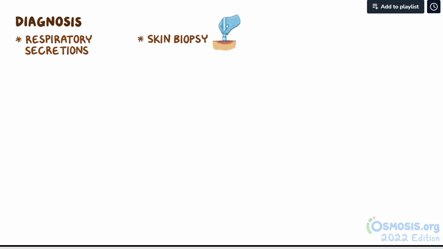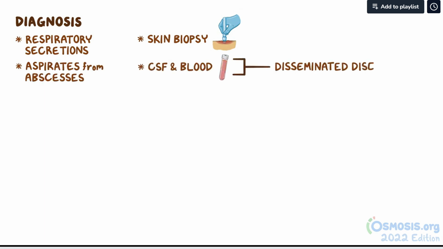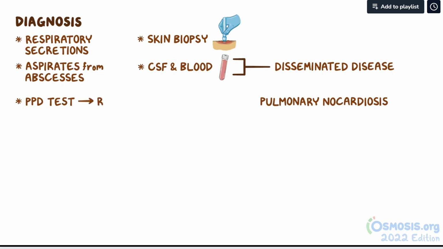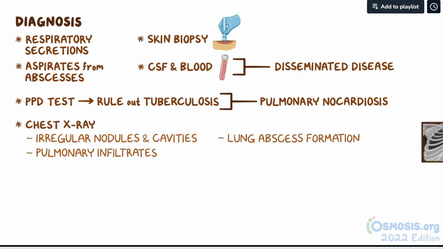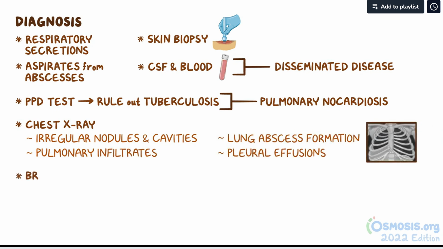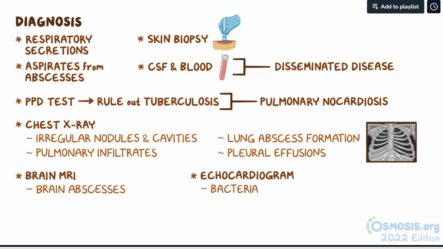Diagnosis is done by identifying Nocardia in a smear or a culture from respiratory secretions, skin biopsy samples, aspirates from abscesses, or CSF and blood in case of disseminated disease. When pulmonary nocardiosis is suspected, a PPD test should be done to rule out tuberculosis, since the symptoms are quite similar. A chest x-ray can be done, which shows irregular nodules, cavities, pulmonary infiltrates, lung abscess formation, or pleural effusions. Also, a brain MRI can be done to diagnose brain abscesses, and an echocardiogram can show bacterial vegetations on the heart to confirm endocarditis.